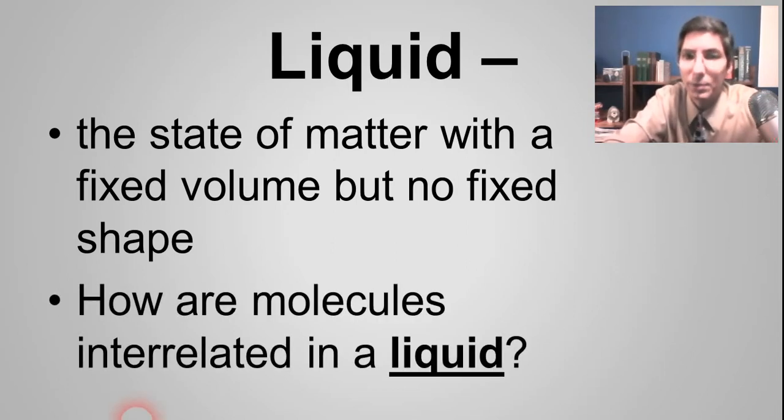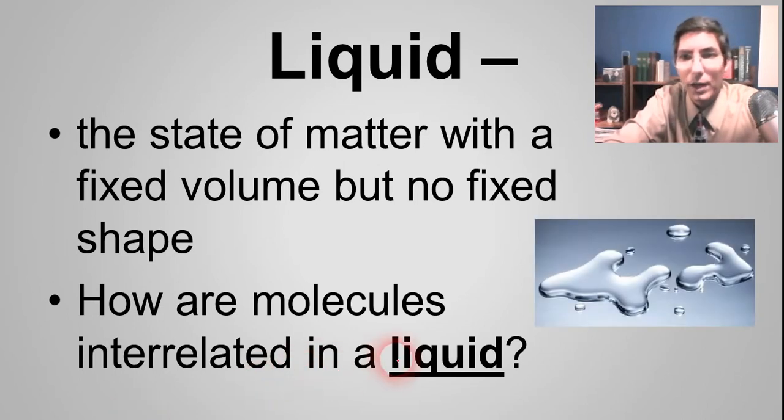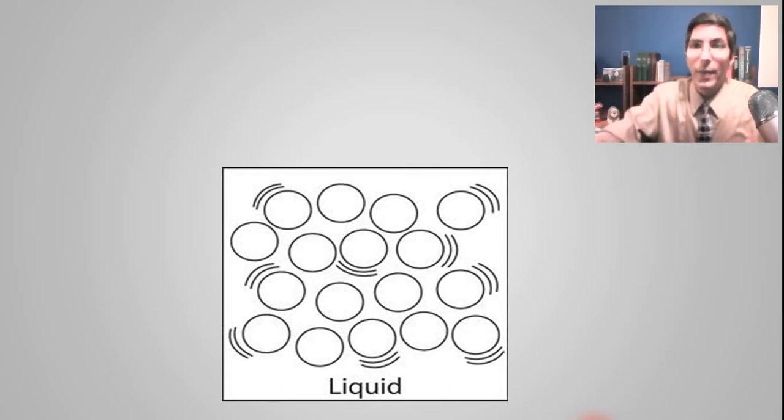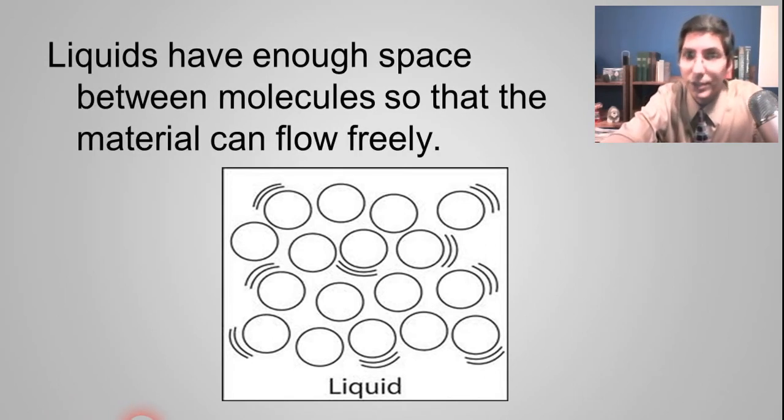So how are molecules related to each other in a liquid? Well, if we think of a little water that's been spilled here on the table, we know that the water flows, and that happens because the molecules are usually a little bit less acquainted with each other. In most liquids, they're actually a little bit farther apart, even though water is technically not like that. That way they can slip and slide around one another, and that's why liquids will flow. So liquids do have just enough space between the molecules so that material can flow freely.